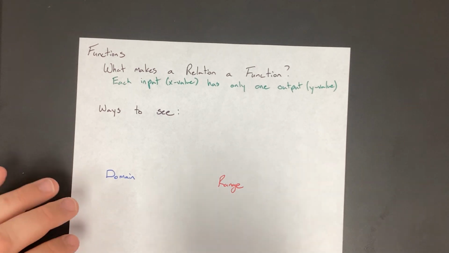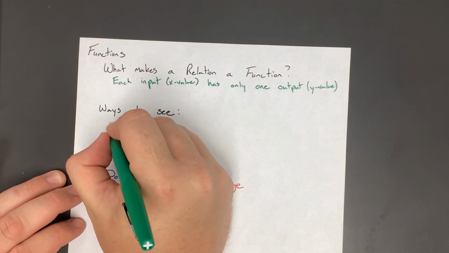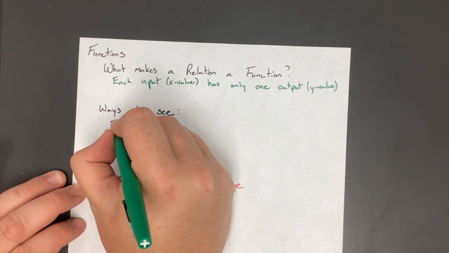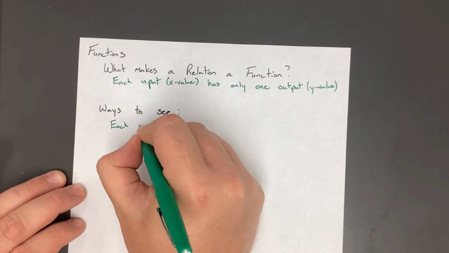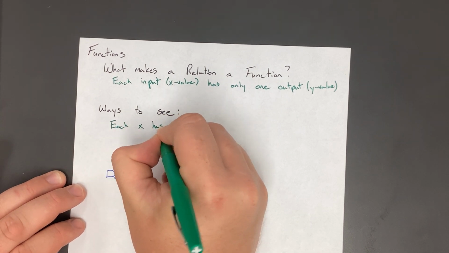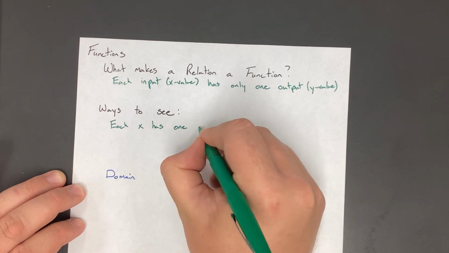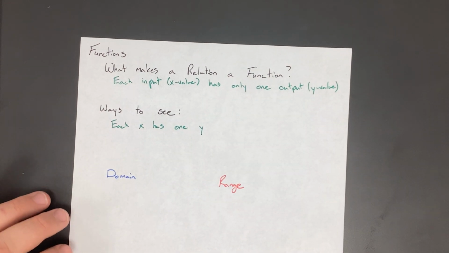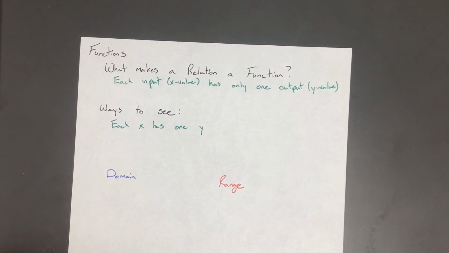The ways to see that is, one way is to make sure that each x has one y. So if we see any x values that repeat, if they have different y's, then we know that relation is not a function. Because while all functions are relations, not all relations are functions.